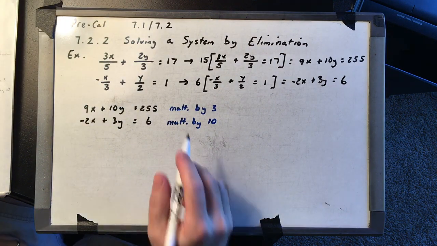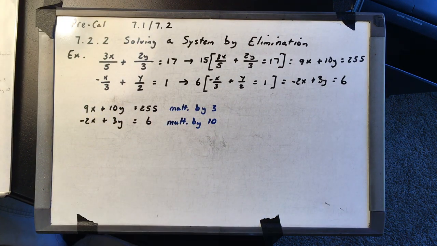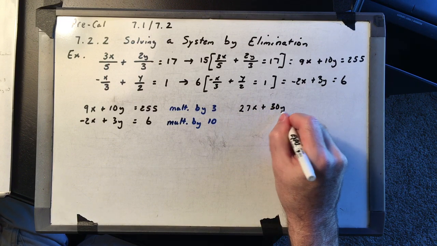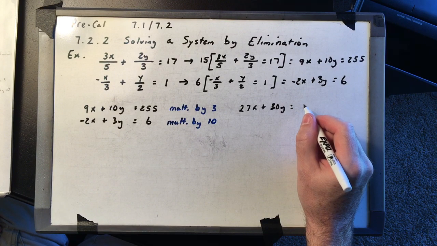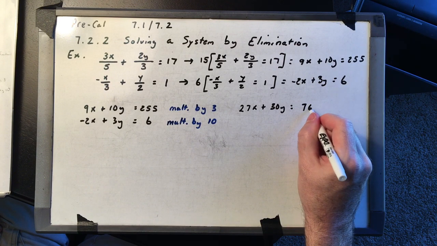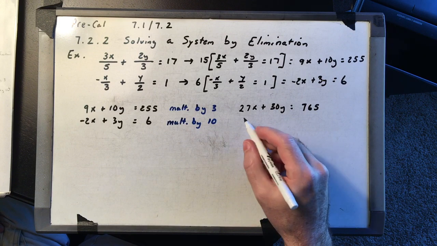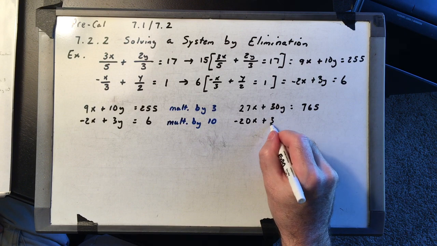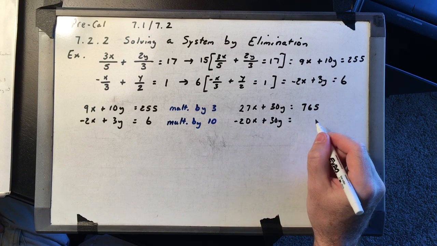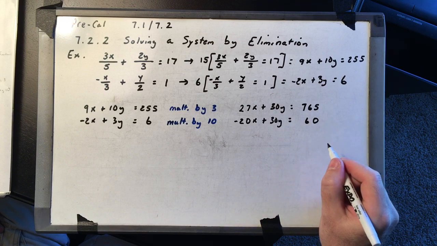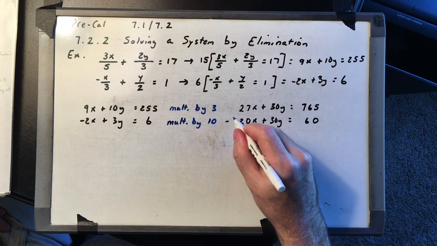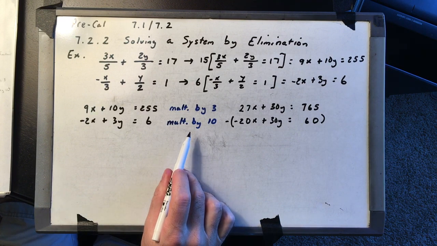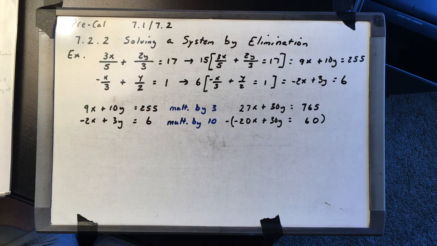So if we multiply this entire equation by 3, I'd have 27x plus 30y is equal to 765. And then the second equation, I have to have negative 20x plus 30y is equal to 60. Now I'm going to subtract the second equation. Now you could multiply the whole thing through by negative 10 and then add. That's fine. Whatever you like better.